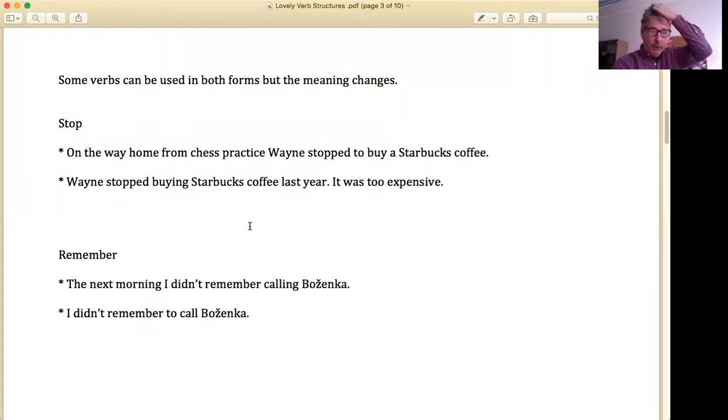On the way home from chess practice, Wayne stopped to buy a Starbucks coffee. So we have "stop to buy." This is infinitive. And what happened here with Wayne? What did Wayne do? So what can we see? Wayne's walking home. He sees a Starbucks and he's like, yeah, Frappuccino. And he stopped and went inside. He was on the way home and he went inside and got the Frappuccino.